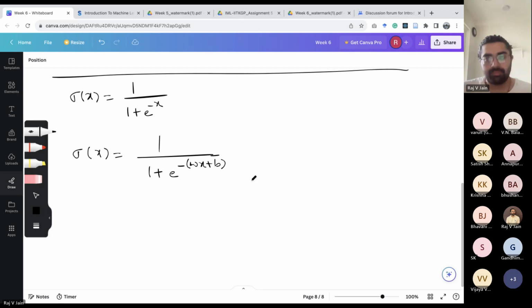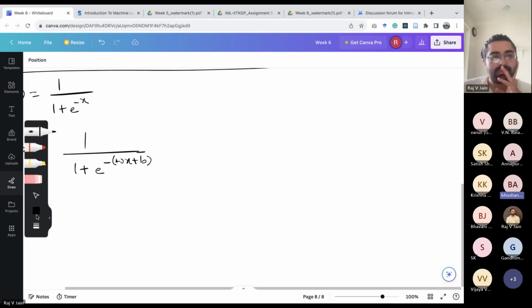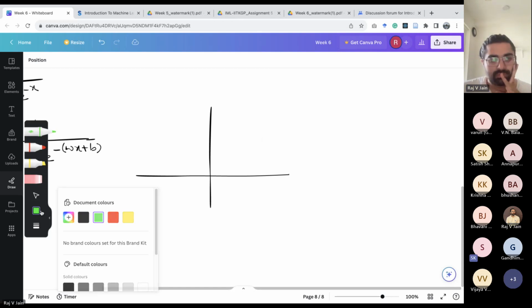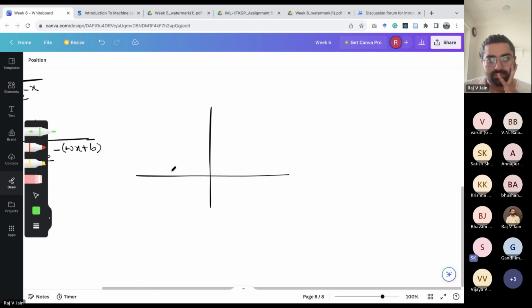Yes, you can try it. And if W increases, I think the slope of the sigmoid function is going to become steeper and steeper. Yes, you can just plug in a few numbers. You can in fact write one simple program, do vector input, vector output, and plot the graph. You will see this is exactly what's happening when you change W and B.